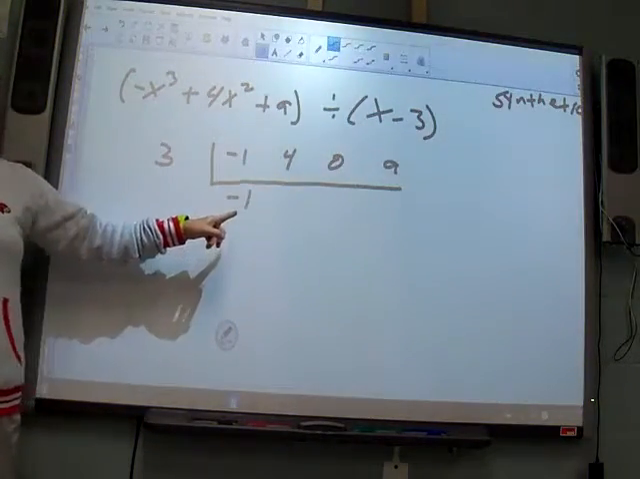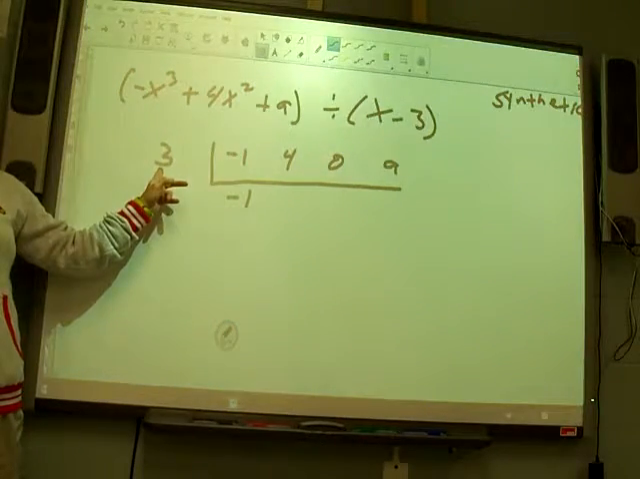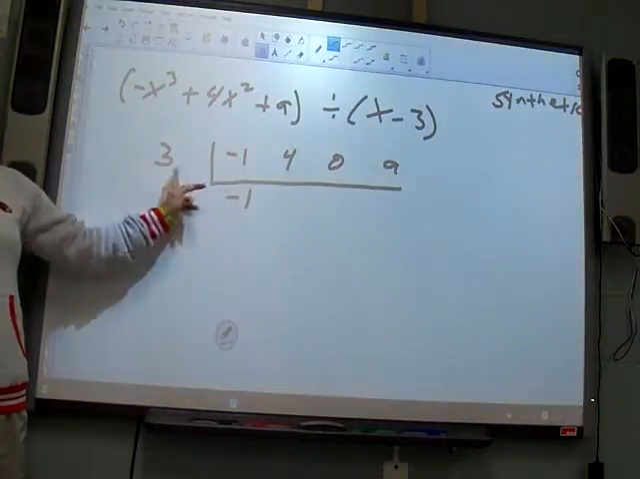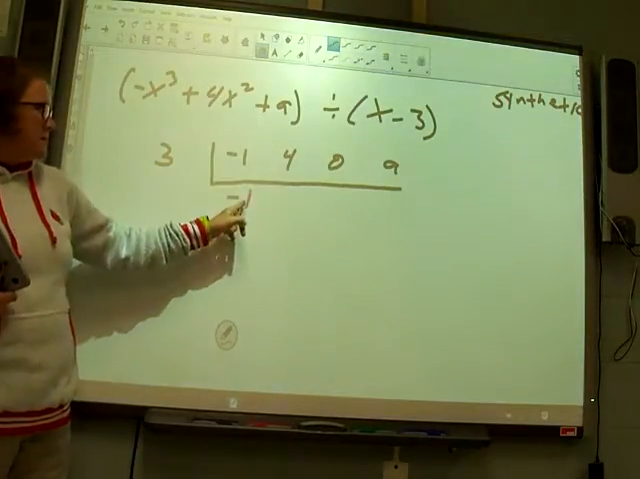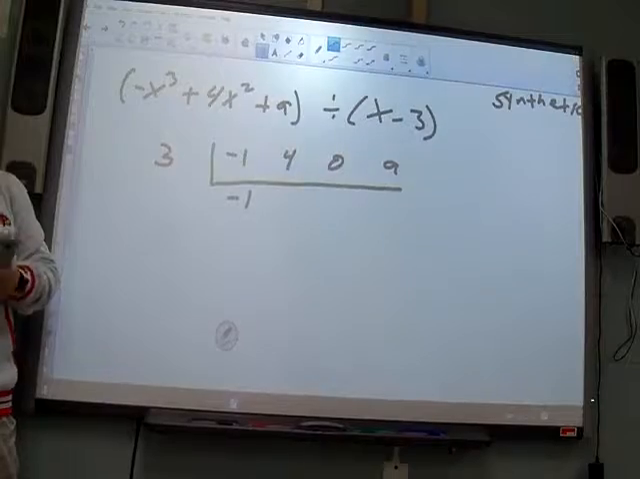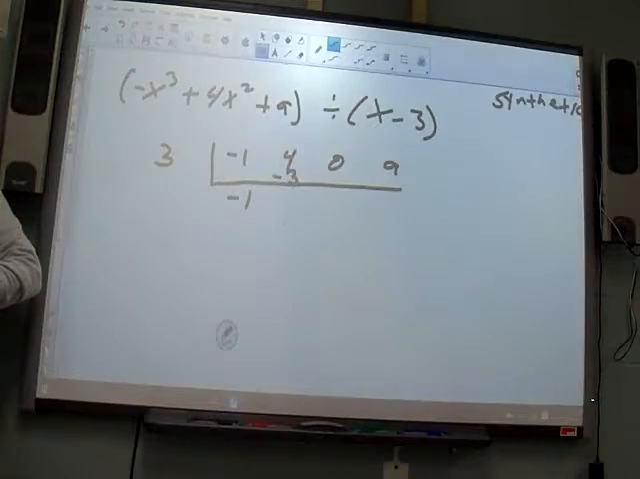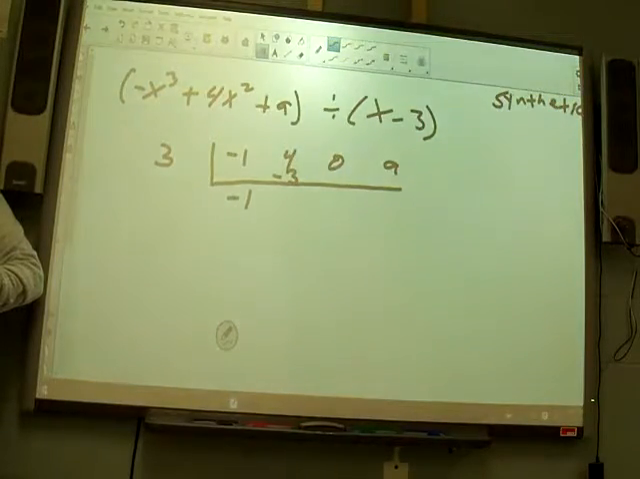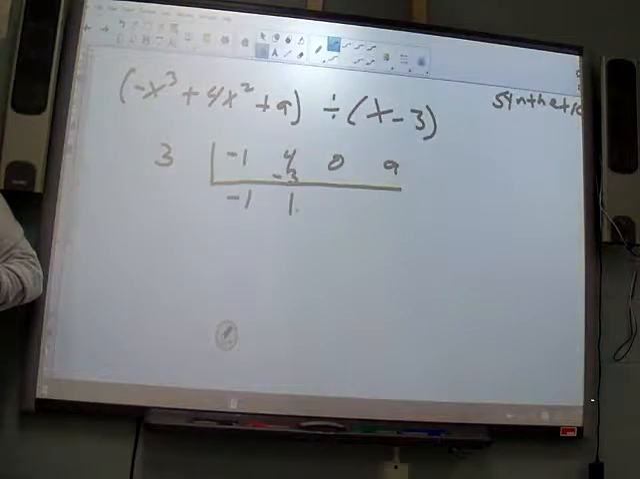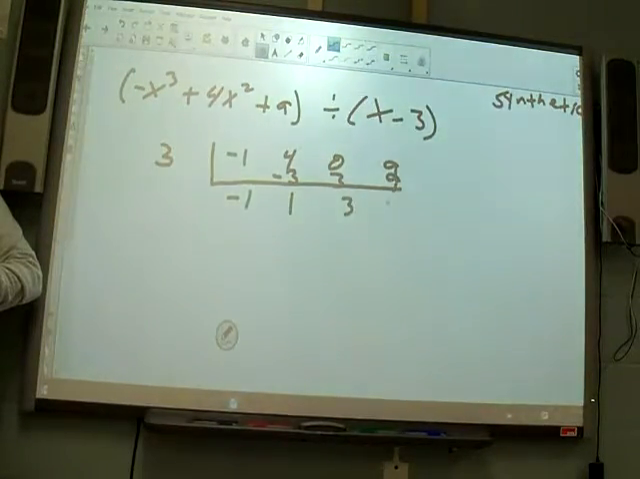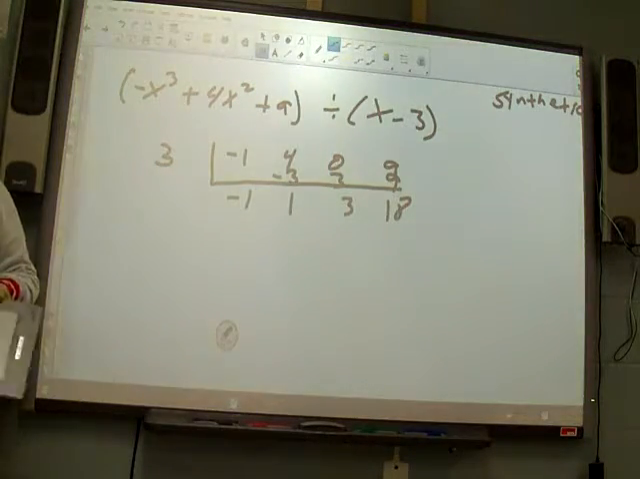So you take what's outside the box and multiply. -1 times 3, and you put it in the next space. So -1 times 3 is what? -3. So it's going to go in that next empty hole. Okay, now you add. What do you get when you add right here? 1. Then you're ready to multiply, because it's just multiply, add. So now I multiply this new answer times the 3. So it'd be 3. It goes in the next spot, and then I add. 3. Multiply. 9. 18. Okay, so you're done.